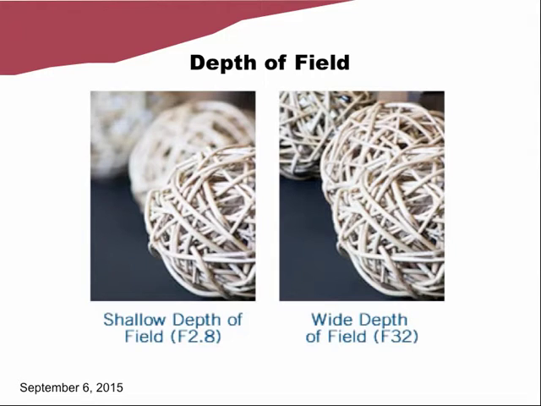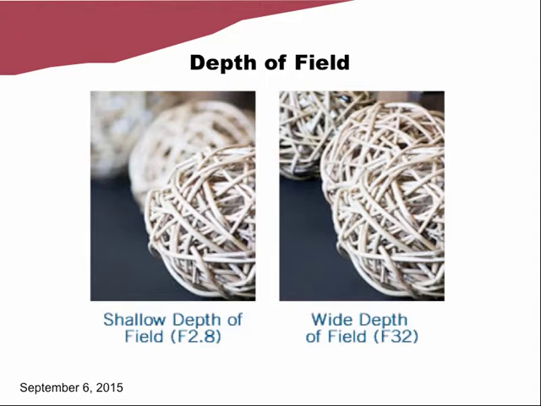Take a look at the two balls of twine material here. I found these from a photo website on B&H Photography. Shallow depth of field is f2.8. What do you see? What is in that image?